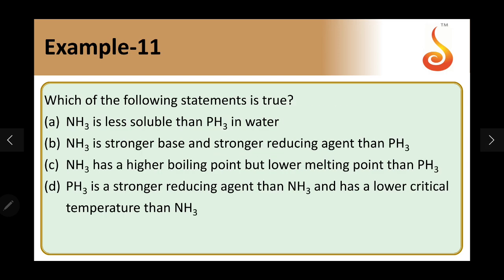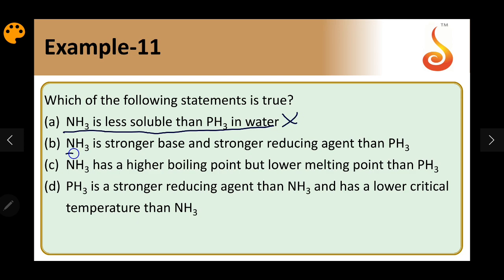Example 11. Which of the following statements is true? NH3 is less soluble than PH3 in water. That is difficult to accept because ammonia forms hydrogen bonding with water. Ammonia is going to be very highly soluble in water compared to PH3, which cannot form hydrogen bonding with water. So A is wrong.